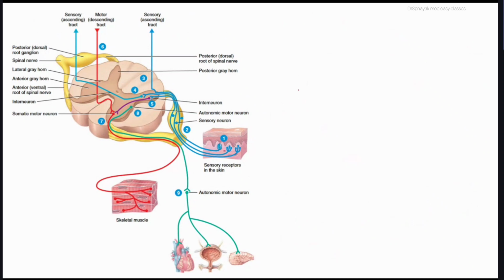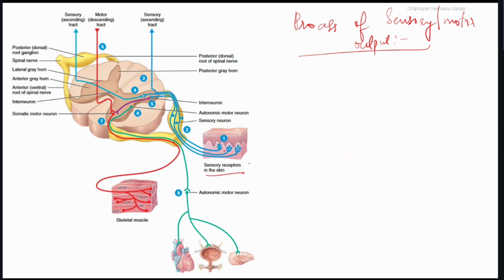So let's learn about the process of sensory or motor output. How does the reflex work, or how is the input and output taken? This is an image that explains the process. Firstly, we have sensory receptors on the skin. This is the first step where, for example, if I'm touching a hot object, the sensory receptors of my skin get activated. Then it is carried on as nerve impulses along axons into the spinal nerve.